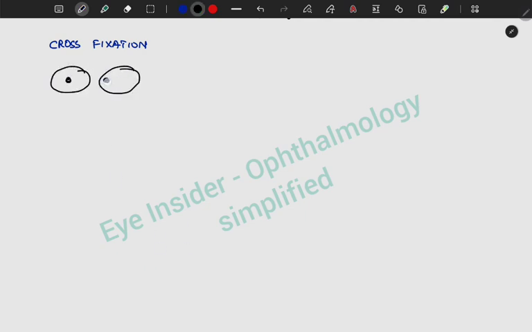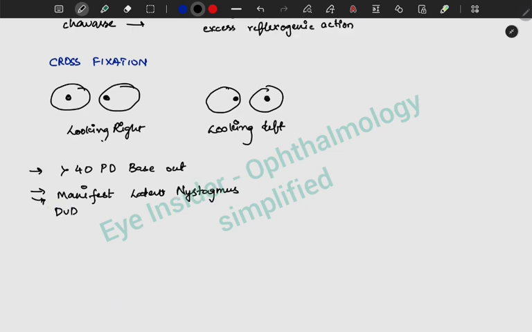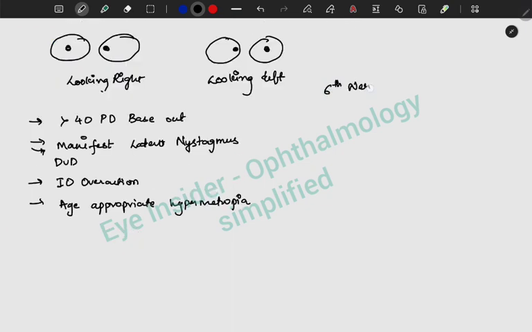The features of this include cross fixation, which means when looking with the right eye, it appears normal and the other eye is abnormal, and when looking with the left eye, it appears normal and the right eye appears squint. It has more than 40 prism diopters of deviation, measured using a base out prism for esotropia. They can have manifest latent nystagmus, dissociated vertical deviation and inferior oblique overaction. They can also have age appropriate hypermetropia.